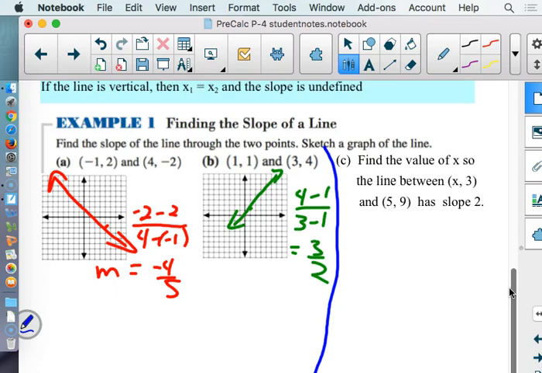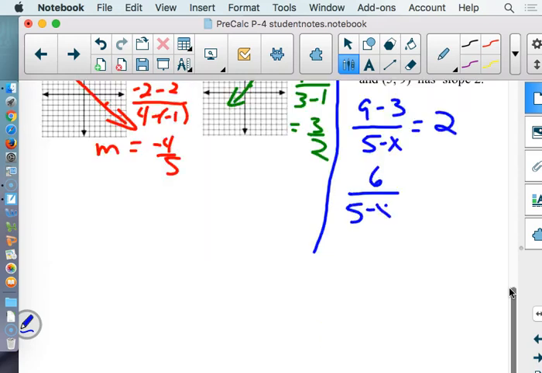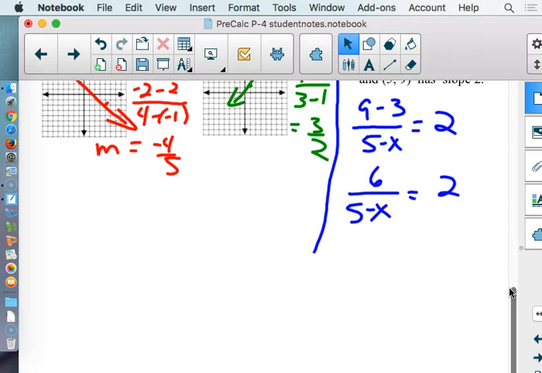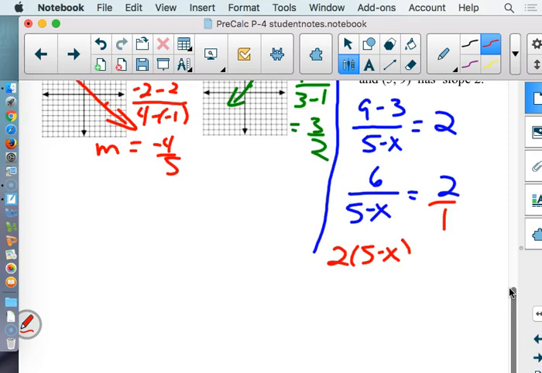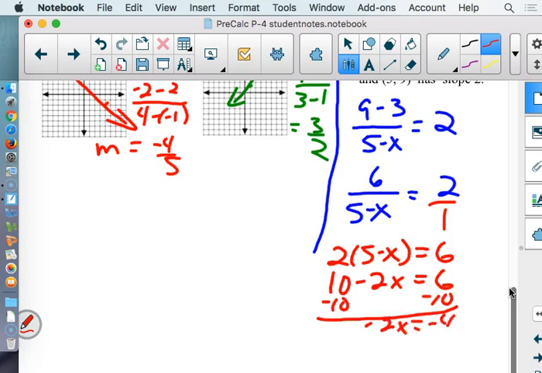I know how to find slope. You take 9 minus 3 over 5 minus x, and you set it equal to 2. Well, 9 minus 3 is 6. And then there's a lot of different ways to solve this, but the most comfortable one for most people, pop a 1 under there and cross multiply. And that's the easiest way to get this done. So we'd have 2 times the quantity 5 minus x equals 6. 10 minus 2x equals 6. Subtract 10 from both sides. Negative 2x equals negative 4. Divide by negative 2. And it's 2.